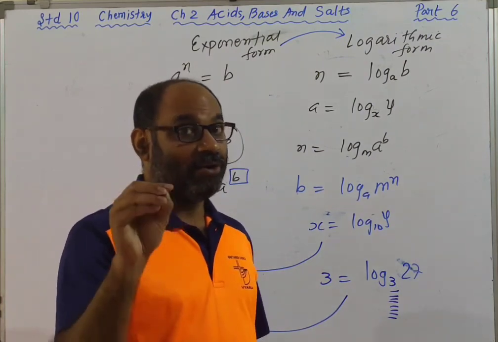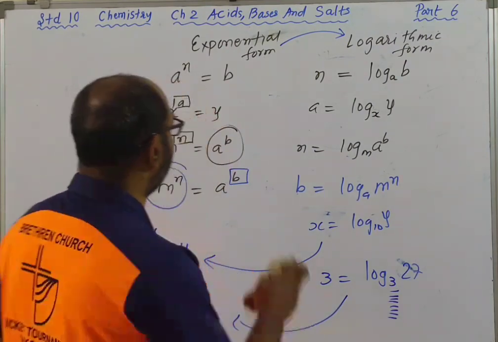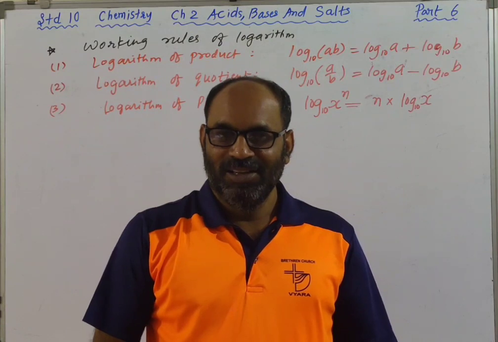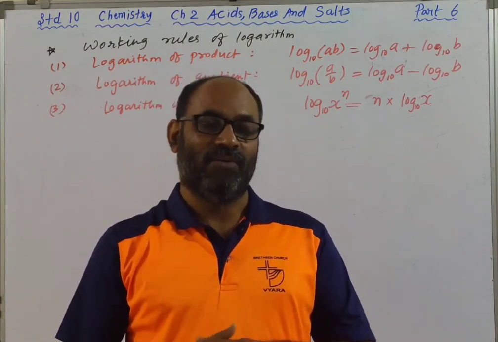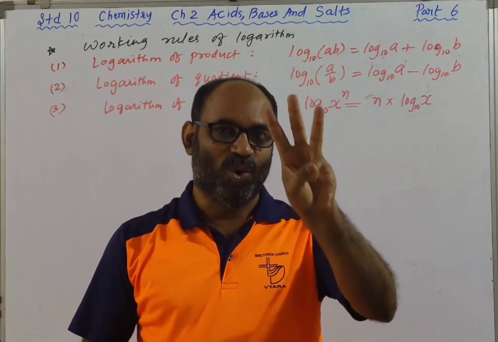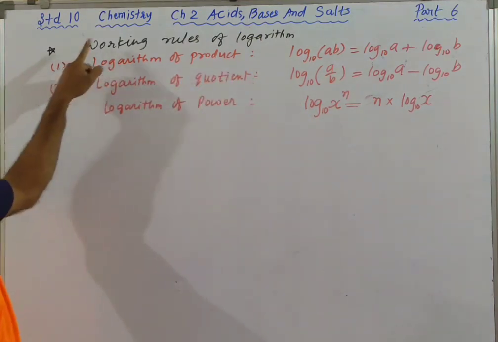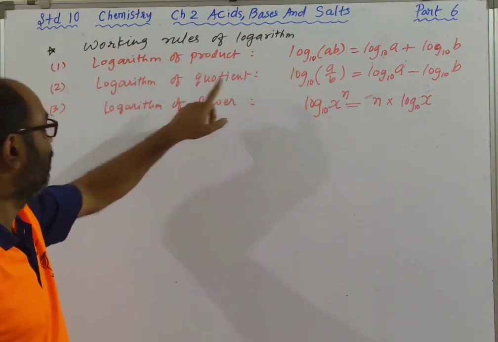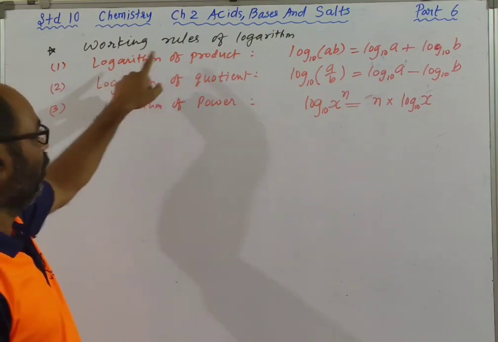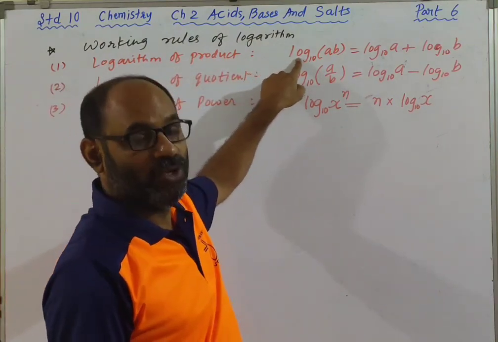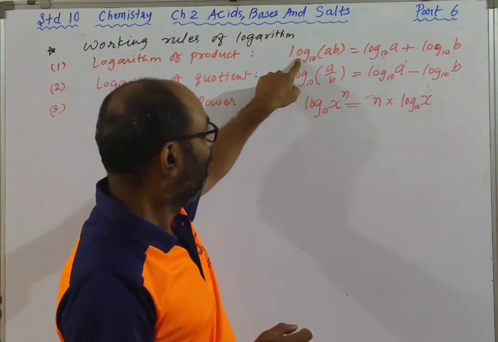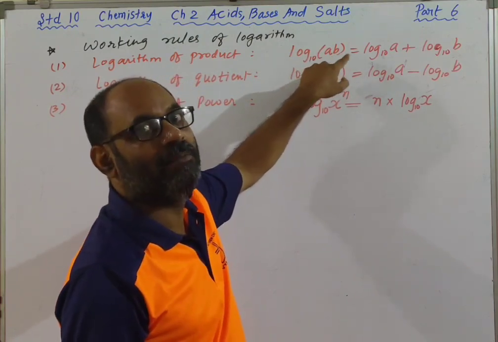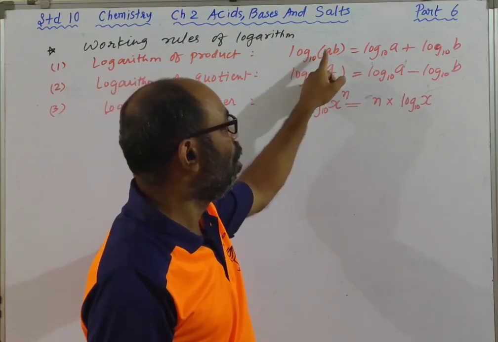Now we are going to see some working rules of logarithm. Very important. How many working rules of logarithm are there? Only 3, and here they are: logarithm of product, logarithm of quotient, and logarithm of power. According to the logarithm of product, the name itself gives the explanation: logarithm of a multiplied by b.